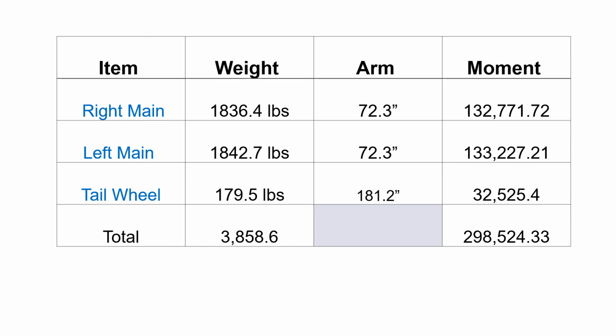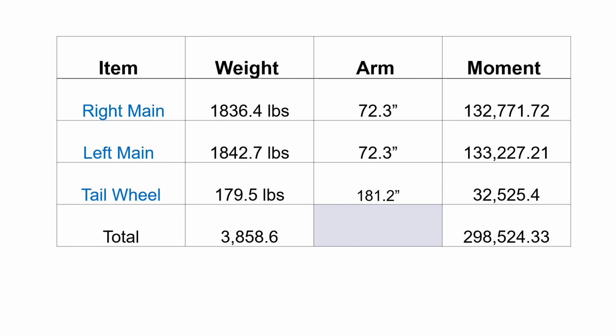Again, we will create our item, weight, arm, moment chart as in the previous examples. Then we will add the 3 weighing points under the item column. Next, we input the corresponding weights and arms for each item to the chart. We then calculate the moment of each item by multiplying its weight by its arm.